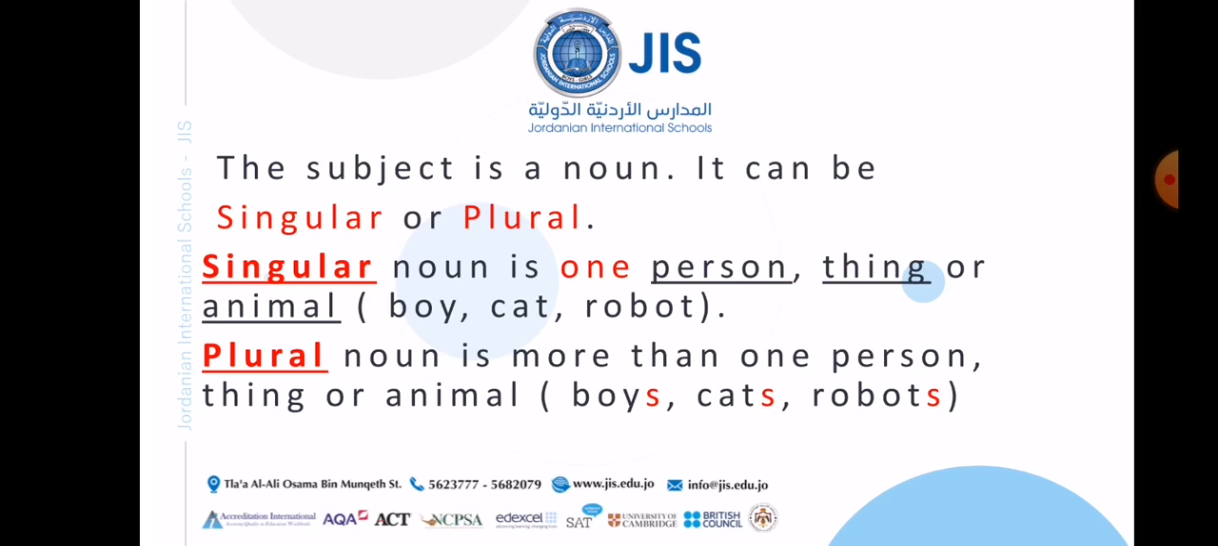Now, how about the plural noun? The plural noun is more than one. More than one what, teacher? More than one person, more than one thing, more than one animal. So as you can see, we said boys, cats, robots. Can you think of other plural and singular nouns? Excellent, teacher. Until now, we didn't add any new information. We just said that a subject can be singular or plural.